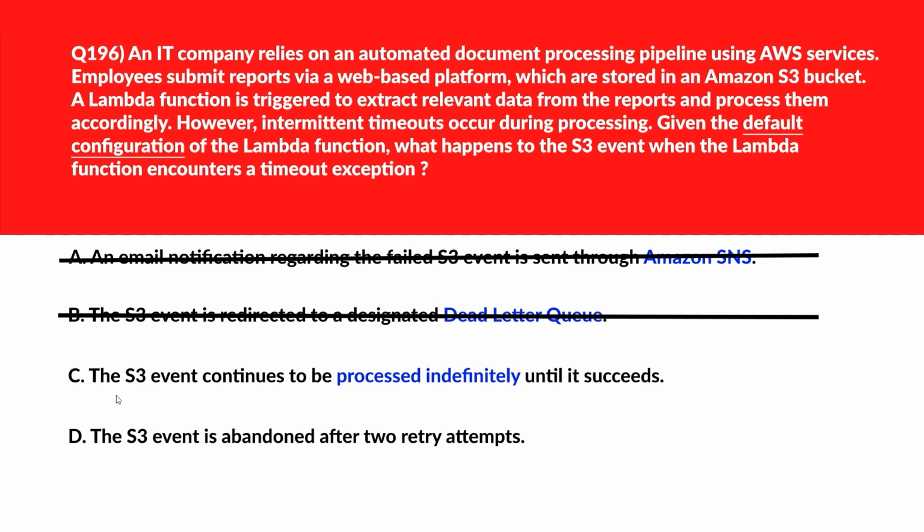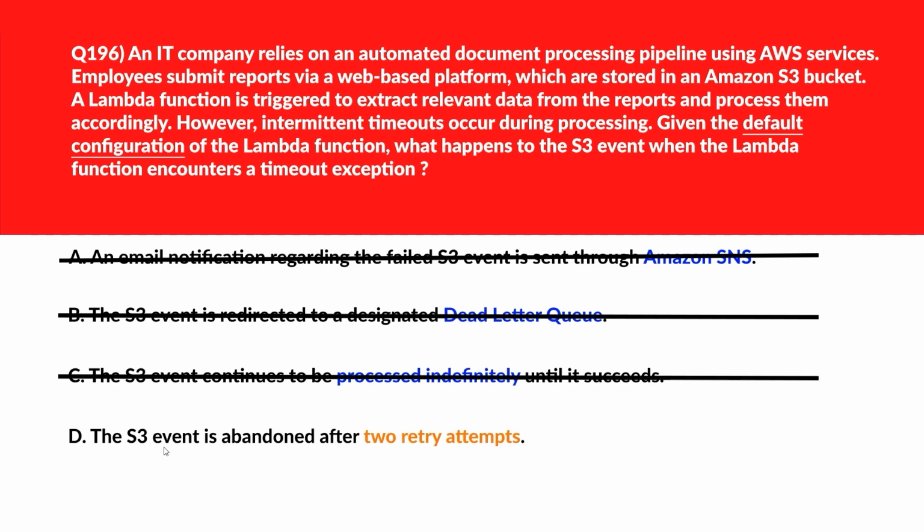We'll move to C. C says the S3 event continues to be processed indefinitely until it succeeds. Events are not reprocessed indefinitely. So this statement is wrong. The function retries twice and discards the event afterwards. This is incorrect. We'll move to D.